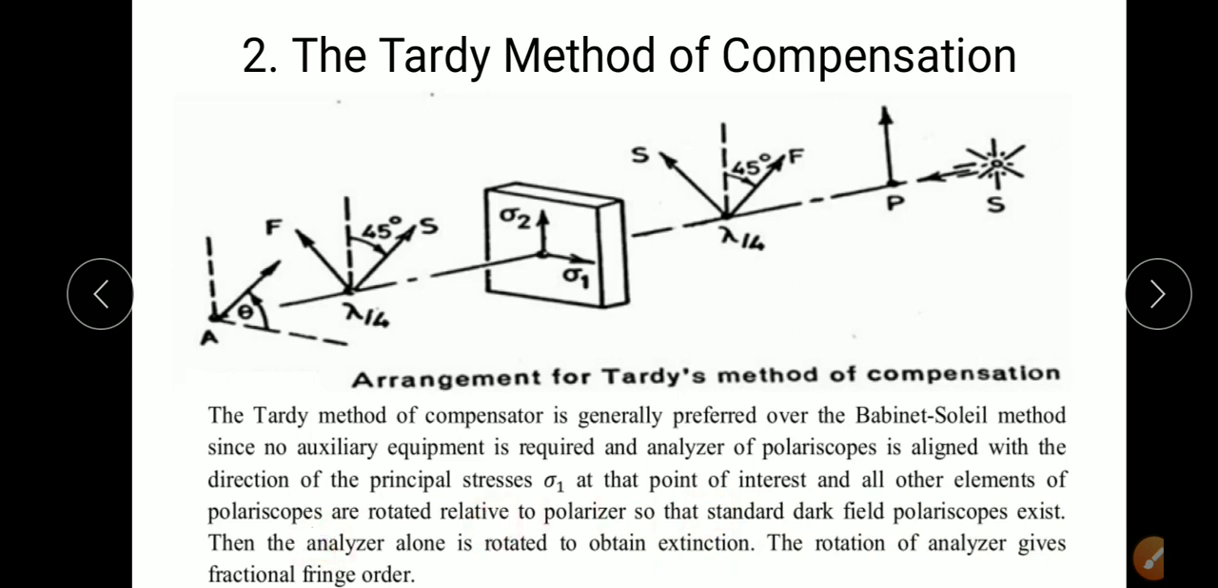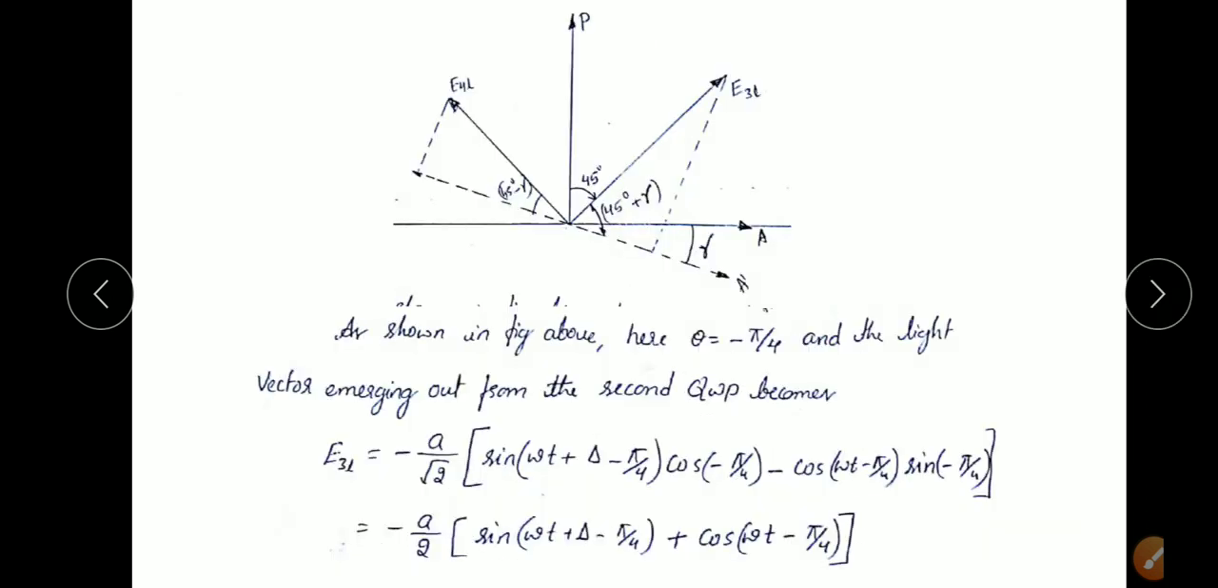Means with reference to the analyzer, you have to rotate all the other elements present in this polariscope and you have to get the extinction. Then the analyzer alone is rotated to obtain the extinction. So the rotation of the analyzer gives the fractional fringe order. Like that we are going to get the fractional fringe order for the compensation.